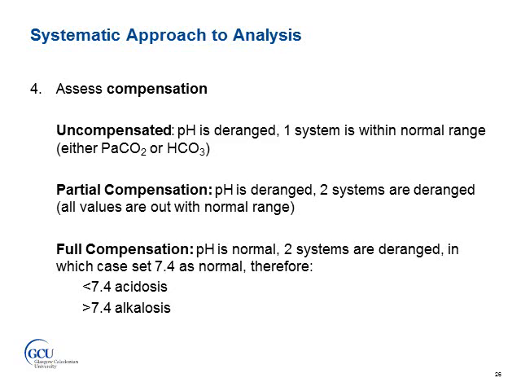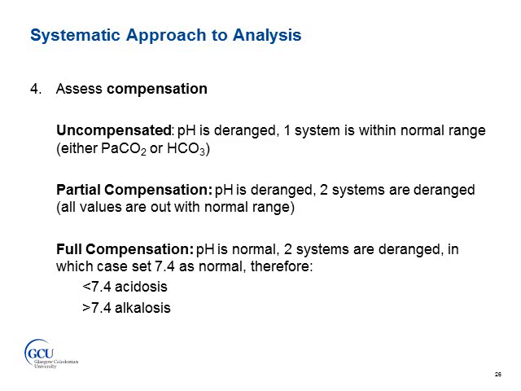The next step is to assess compensation. There are different types of compensation. If in the previous slide one value was deranged and the other was within normal range, then it would be an uncompensated problem, and then you would know what the primary complaint was. There could be partial compensation, which means that the other system is starting to compensate for the original problem. You will know that if the pH is deranged, however, the two systems are also deranged. Therefore, all of your values will be out with your normal ranges.